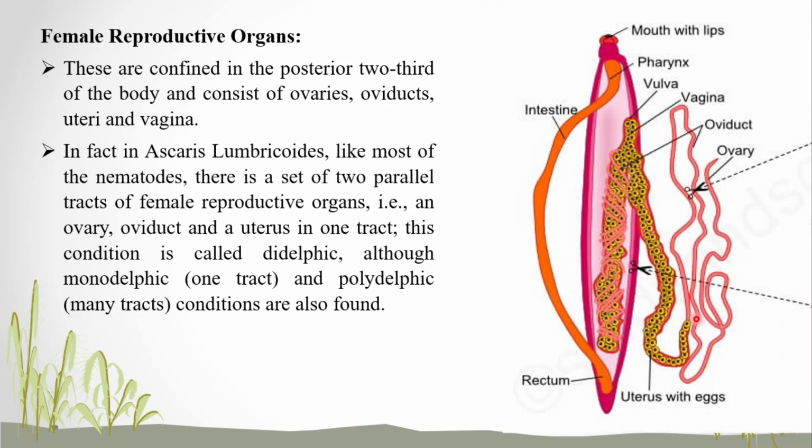The oviduct runs forward and forms a somewhat larger diameter, again tubular structure, which is the uterus, in which all these yellow colored structures are mature ovum or eggs. This is the uterus, in which the eggs are seen in stored form. And this is the supercoiled second oviduct, which surrounds the uterus. So these are two parts which unite to form the female reproductive organs. That's why it is didelphic, two tracts are seen.